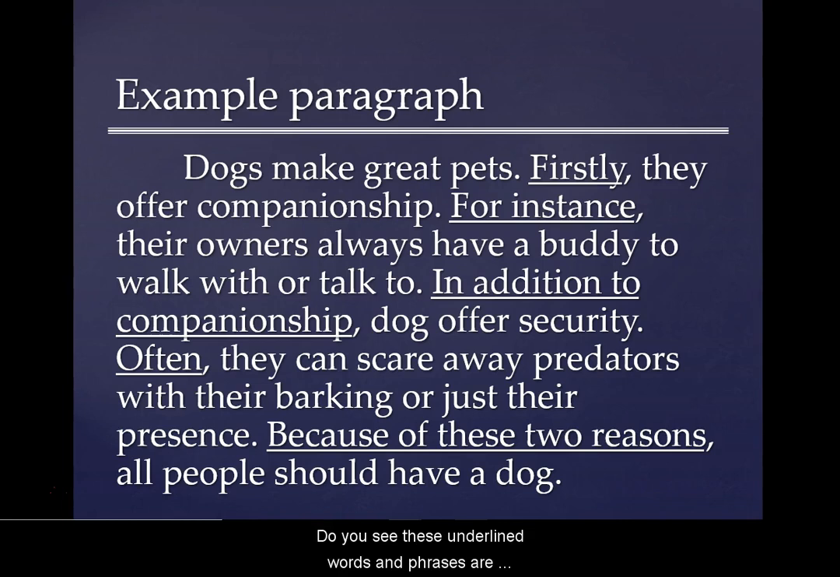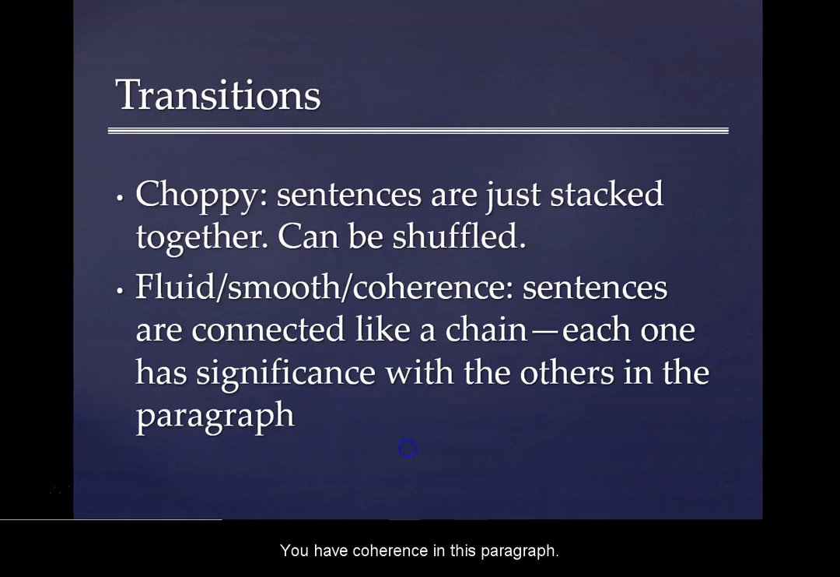And you see these underlined words and phrases are transitions that are moving the reader from sentence to sentence. You have the major detail transitions like firstly, in addition to, and then you have the illumination, the examples, or the furthering. And then the as a result, or the conclusion, has its own transition as well. You have coherence in this paragraph.